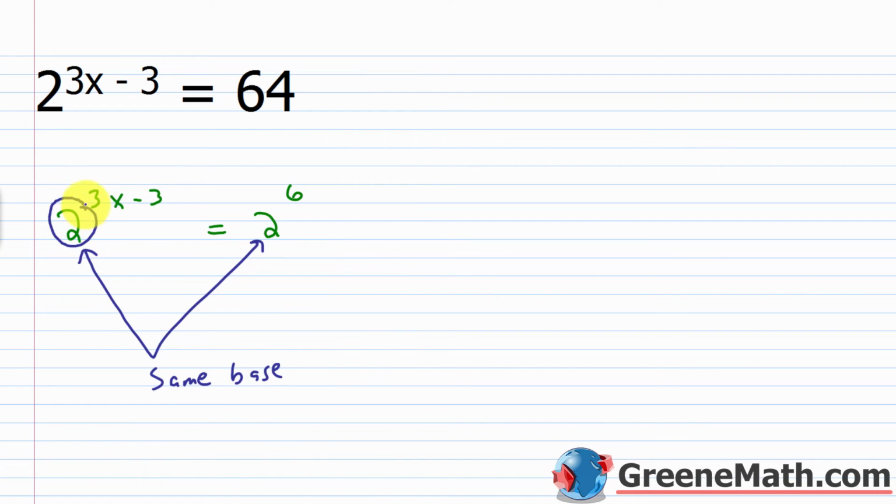So don't worry about the base. Just take the exponents. So this guy and this guy, simplify them and set them equal to each other. 3x minus 3 is already simplified. 6 is already simplified. So really all I have to do is say 3x minus 3 is equal to 6. I'm going to solve this very simple linear equation.